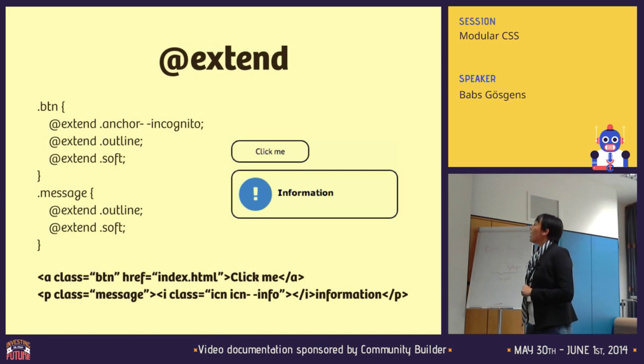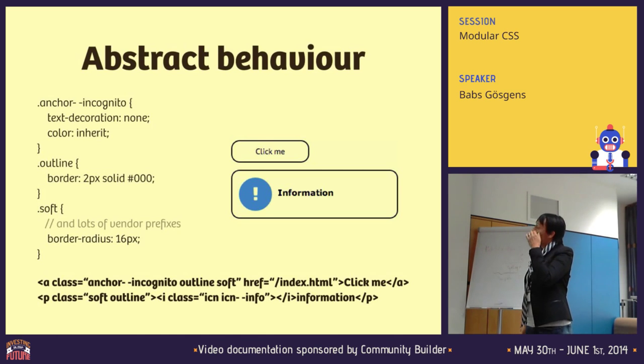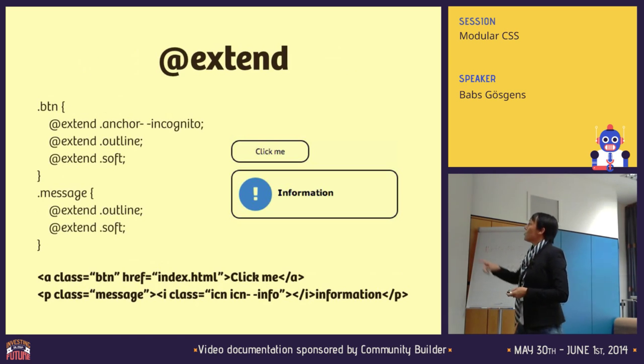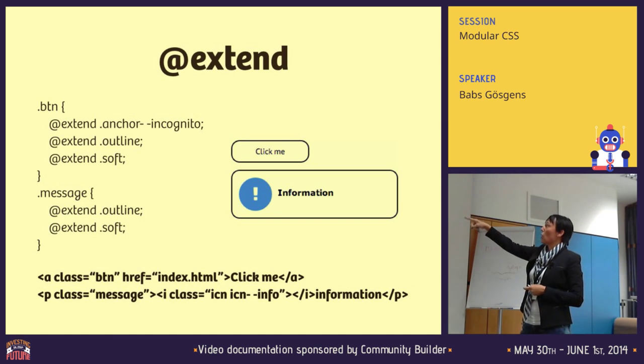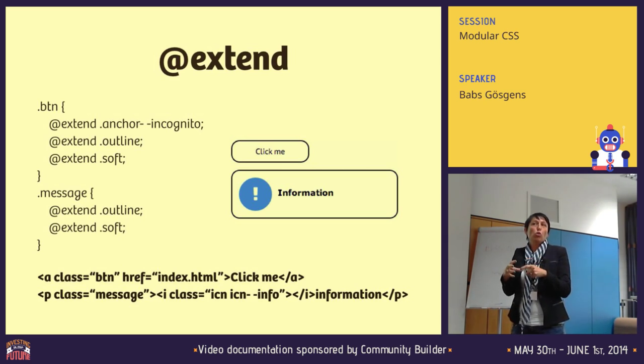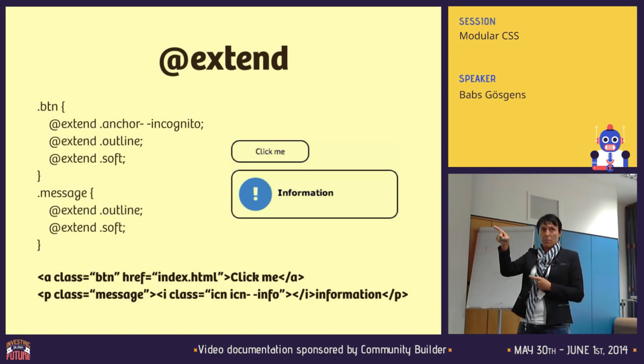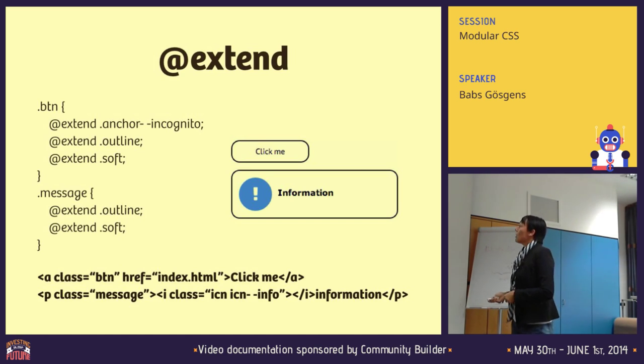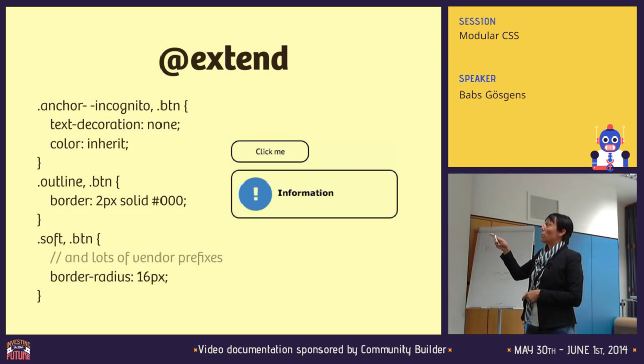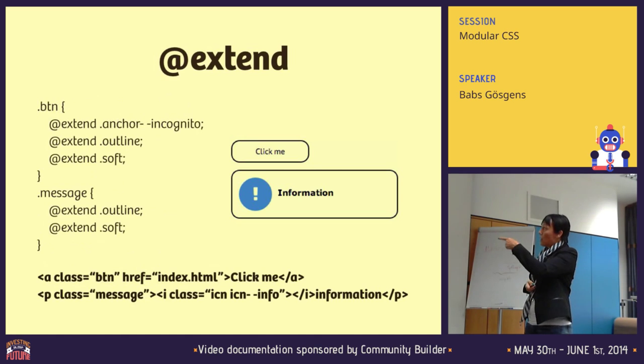But if you oppose that, then, for instance, SASS, and I'm sure LESS has something similar, gives you the ability to extend. Like in this example, we have all these different classes defined in our style sheets. Then we can just call these by extending anchor, incognito, outline and soft into the button class. And then you'll end up with a similar organization, similar structure as the first version that I showed, except you would not be having double sets of vendor prefixes for the border radius, because you'd be defining that only once. And this would be the output that would be generated by SASS in this instance if you follow this example.